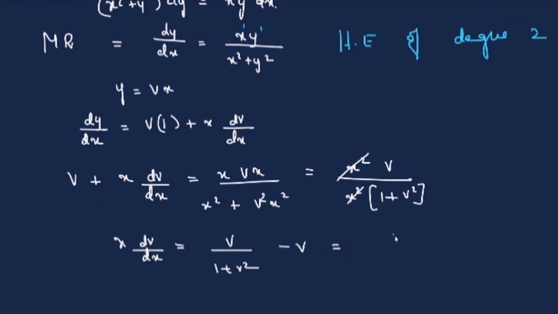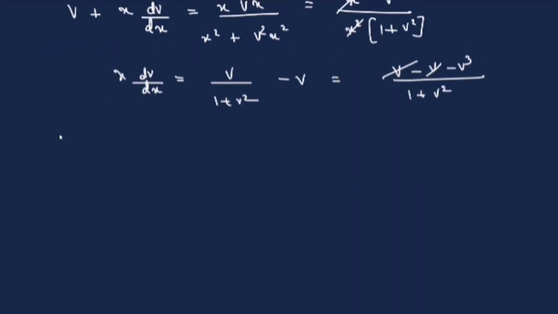This v you take it here. So this is equal to, cross multiply, v minus v cube divided by 1 plus v square, minus v. So it is nothing but minus v cube by 1 plus v square. So x into dv by dx is minus v cube divided by 1 plus v square.